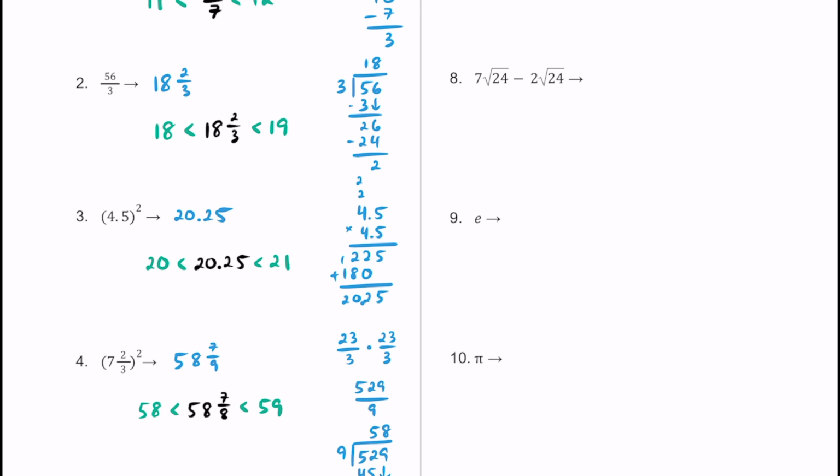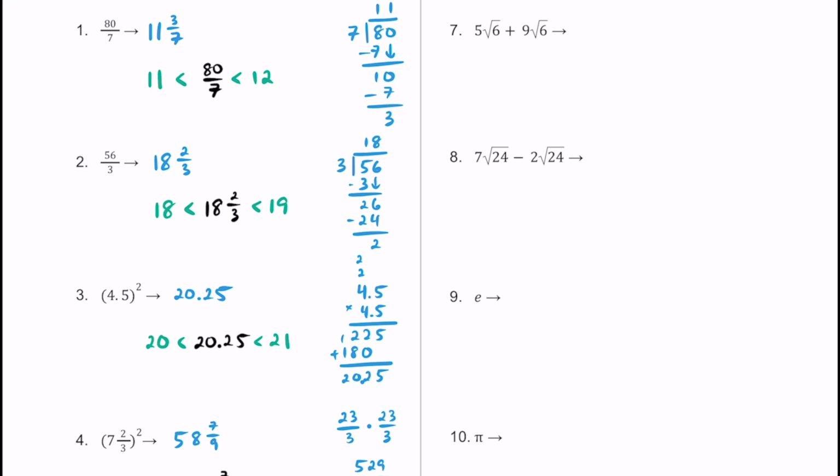Here's number 7. For number 7, we have 5 times the square root of 6 plus 9 times the square root of 6. Since we're adding two terms that both have that square root of 6, we can say 5 plus 9 is going to be 14. So this is going to be 14 times the square root of 6.